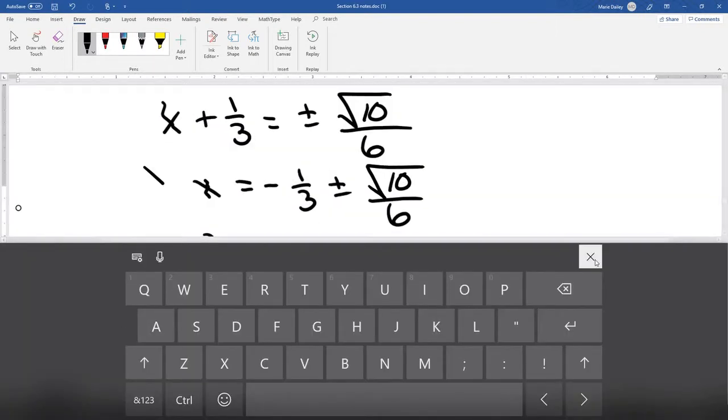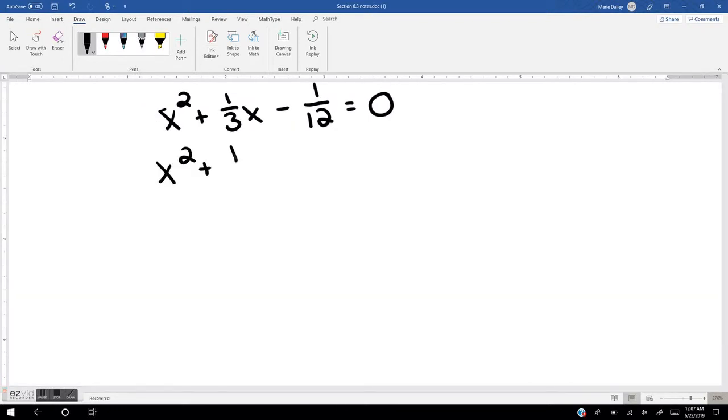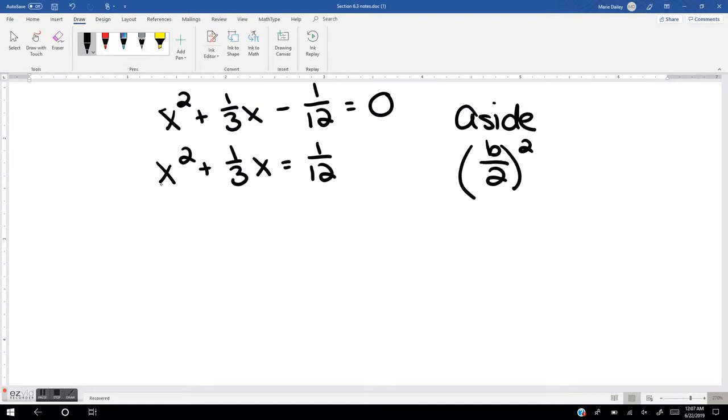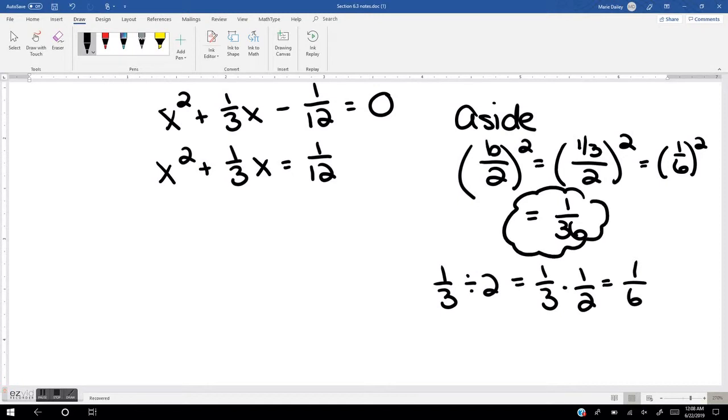Now that that leading coefficient is a positive 1, we're going to take that constant term and move it over to the other side. And then begin the process of doing my aside. Now again, that's going to be b over 2. We're going to square it. This becomes 1/3 divided by 2 squared. And think about it, 1/3 divided by 2 is the same thing as 1/3 times 1/2, which is 1/6. So this is really 1/6 squared, which is 1 over 36, and that's going to be my magic number.